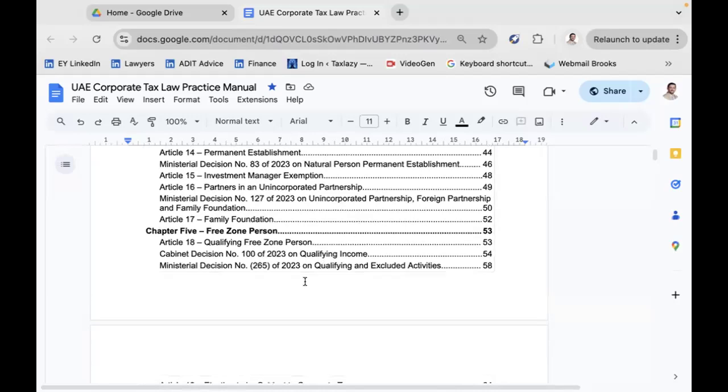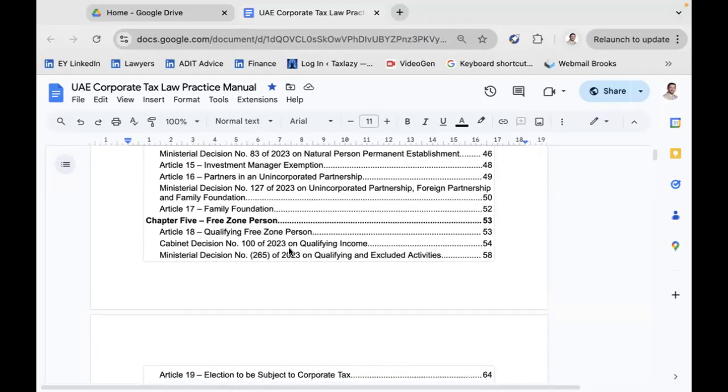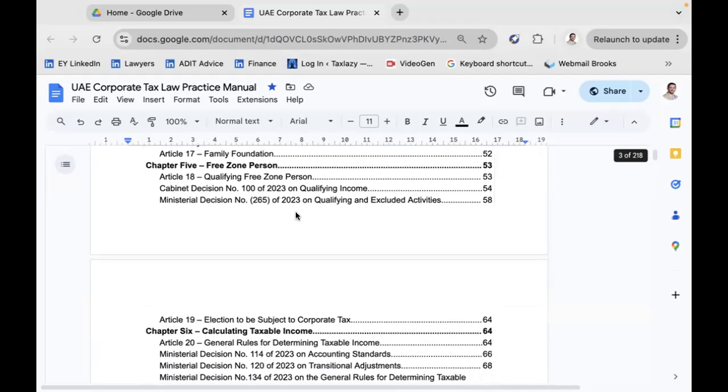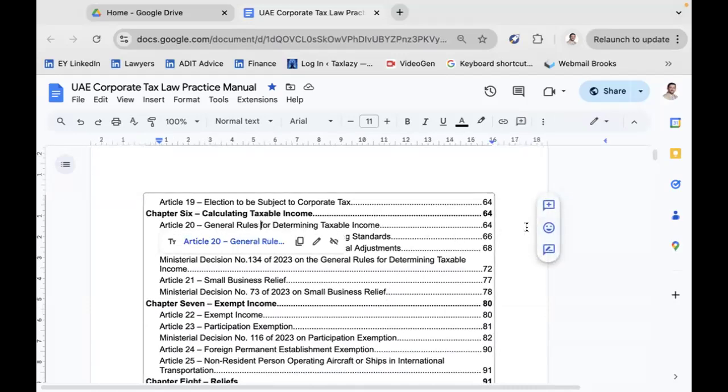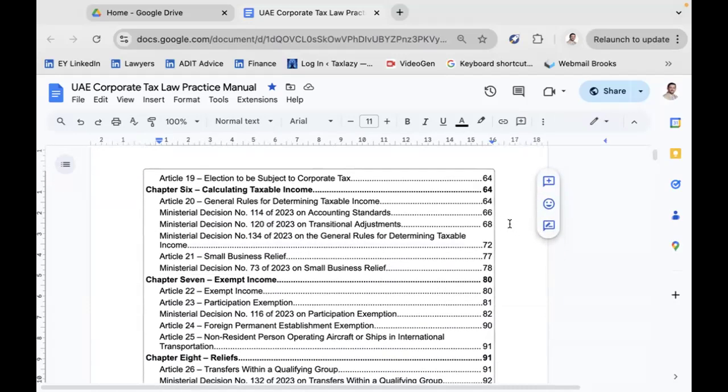After that, if this person is falling under the qualifying free zone person regime, this is covered in the free zone person chapter, which is Article 2, sections only Article 18 and 19. So 19, if you remember, was the election to be subject to the normal tax regime. Once we have gone through all of that, only then do we come to the income level area, which starts from Article 20. If you really look at Article 20, this is the first article which is detailed as well, which talks about how we determine the taxable income.